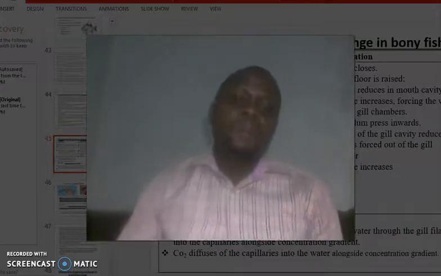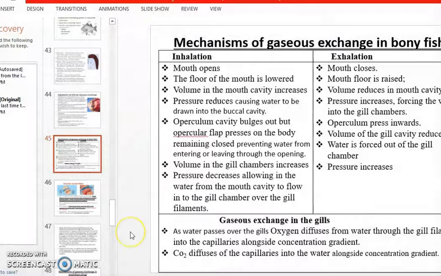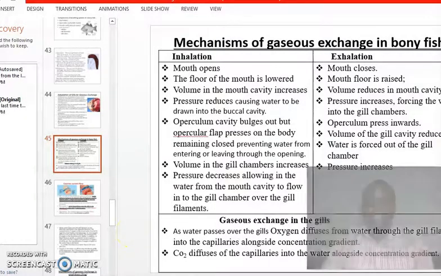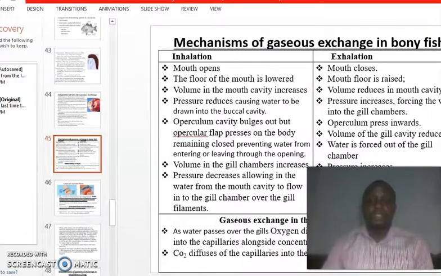So, what is the general mechanism of gaseous exchange in fish? Now, during inhalation, that is, taking water into the mouth, the first thing that happens is that the fish opens the mouth. The floor of the mouth is lowered. The volume of the mouth cavity increases, but pressure reduces, causing water to be drawn into the mouth cavity or the buccal cavity.